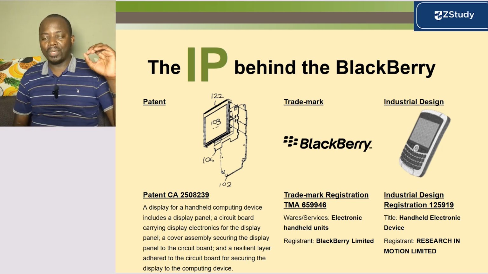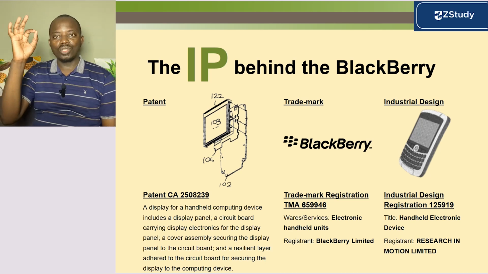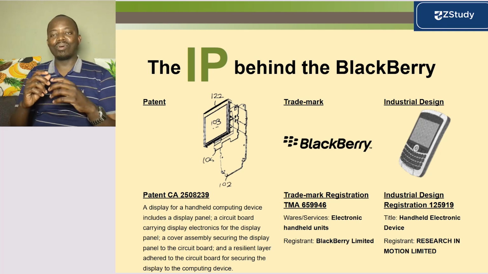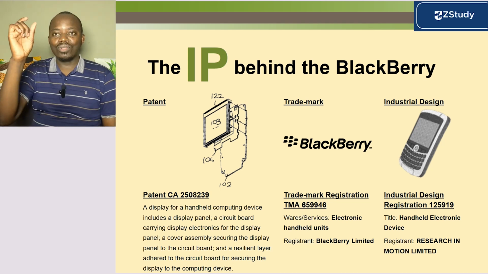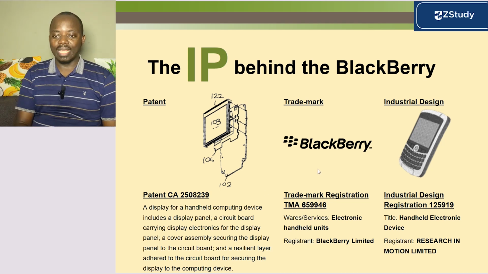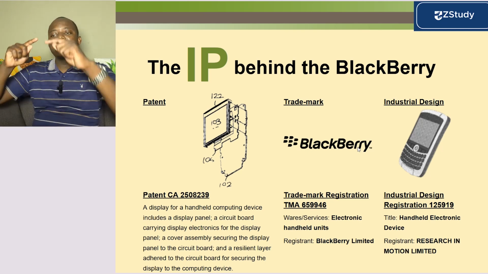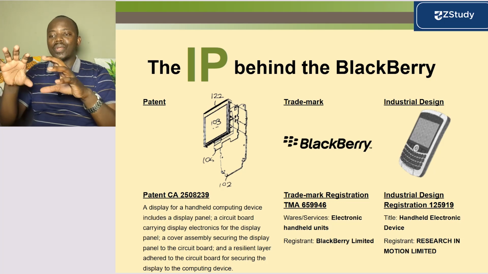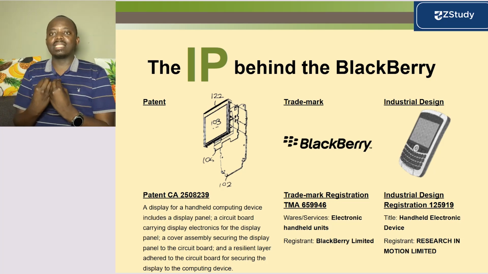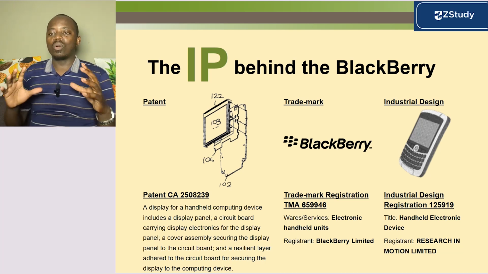But that was not the only IP right that BlackBerry received. The other thing that BlackBerry received was a trademark. A trademark, which is a combination of a shape, symbol, or letters, or a combination of all those together, was also awarded to BlackBerry, as you could see here. The name itself, BlackBerry, and the symbol for those blackberries was a trademark, which was also awarded to them.